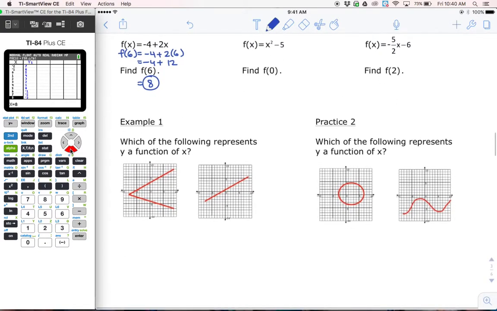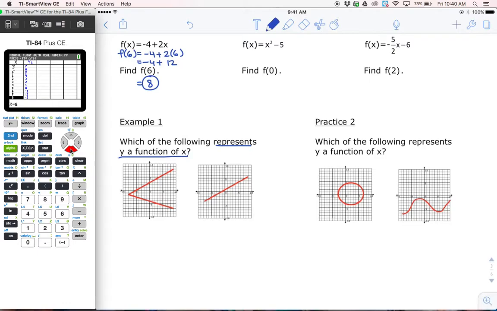All right, second part of this section is talking about which of the following represents y as a function of x. These questions are just asking, is it a function? That's all we're really asking here. This first one is a no, because it does not pass the vertical line test, right? A vertical line touches twice. This one, since no vertical line would touch twice, we would say yes, this is a function. Go ahead and try example 2 over in Edpuzzle.